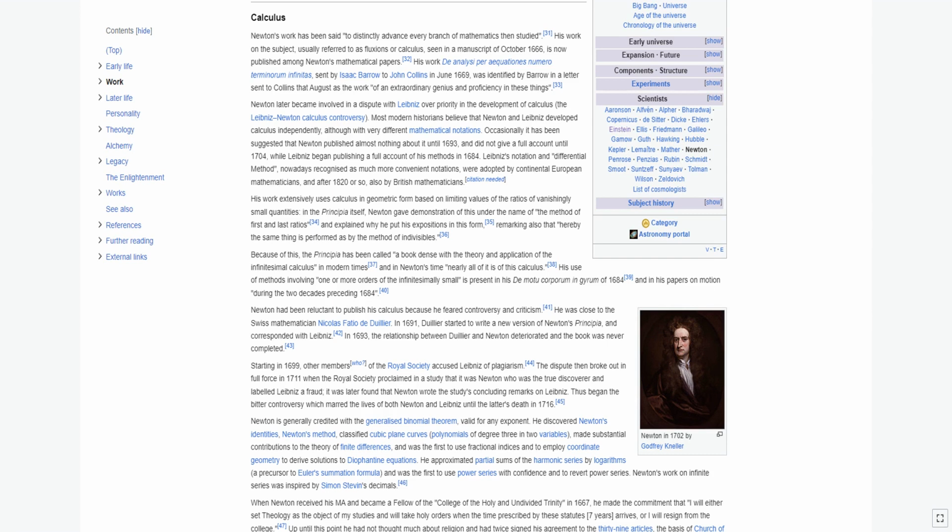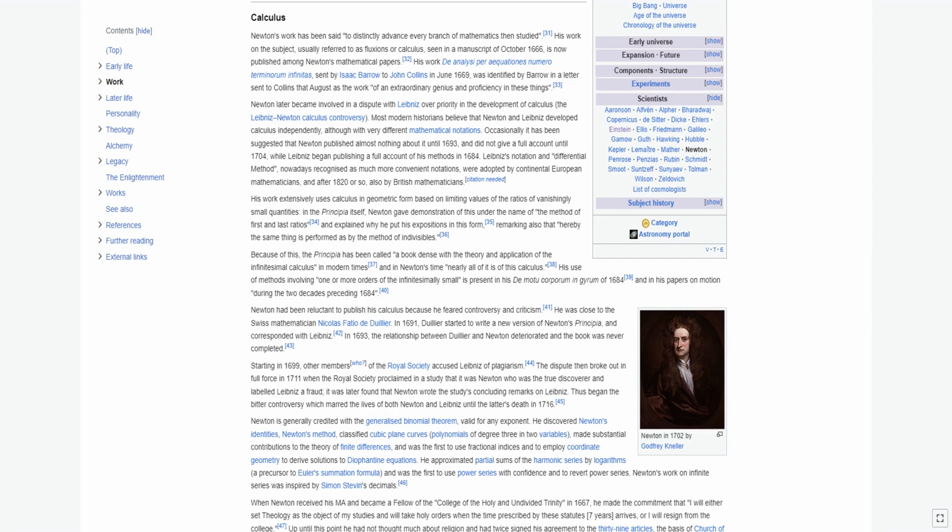Newton is generally credited with the generalized binomial theorem, valid for any exponent. He discovered Newton's identities, Newton's method, classified cubic plane curves, polynomials of degree 3 and 2 variables, made substantial contributions to the theory of finite differences, and was the first to use fractional indices, and to employ coordinate geometry to derive solutions to Diophantine equations.